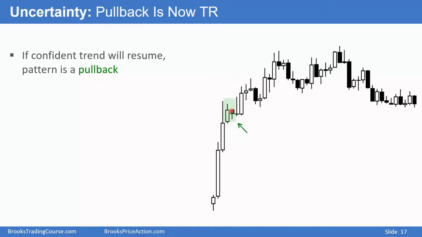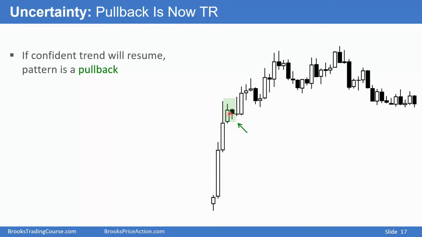Here we have a pause, a pair of inside bars, an II pattern. This bar is inside that bar, and this bar is inside that bar. Its high is at or below that high. Its low is at or above that low. Bull trend, a pullback. It's some profit taking by the bulls. It's also an attempt by the bears to reverse the trend.